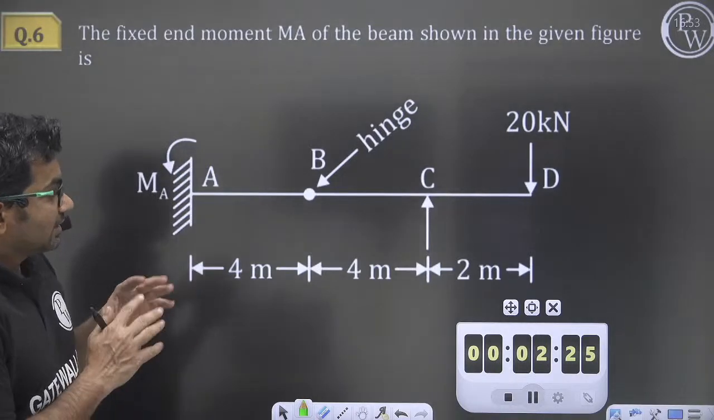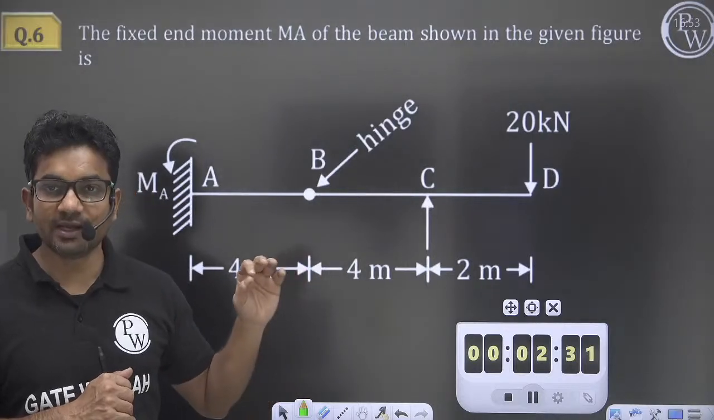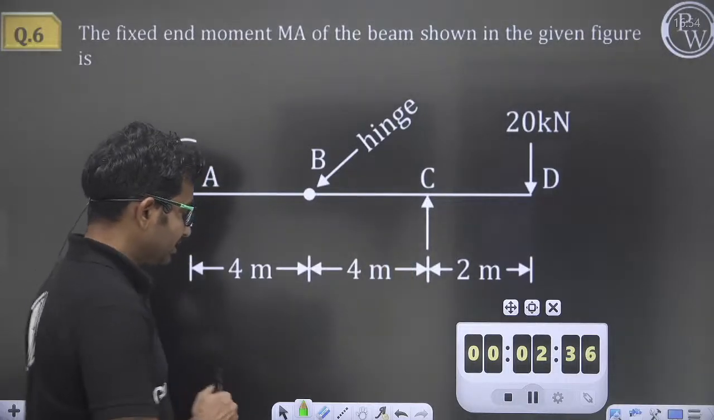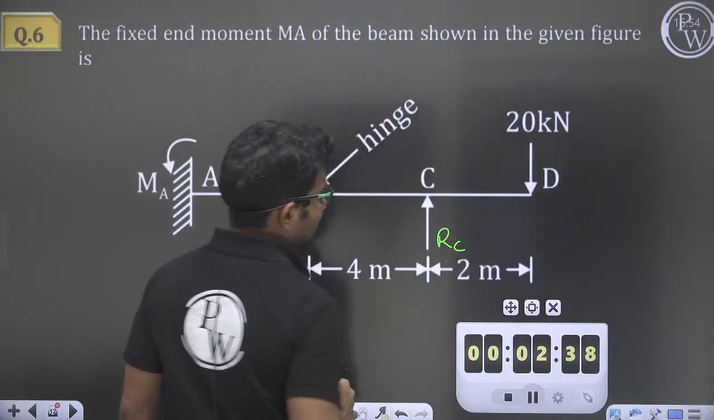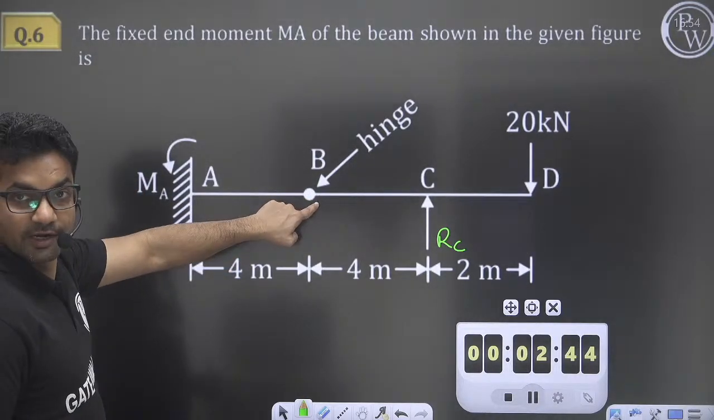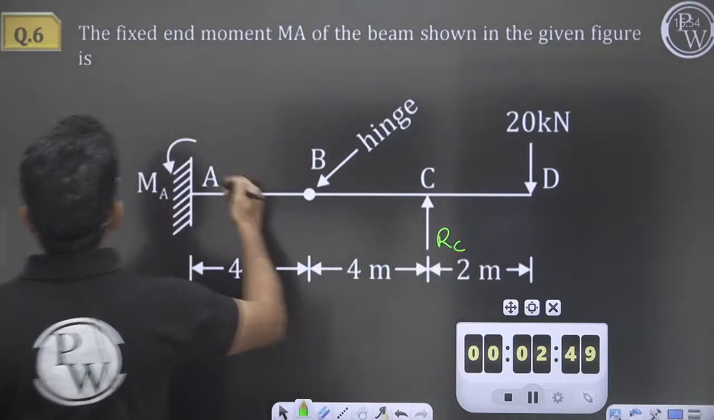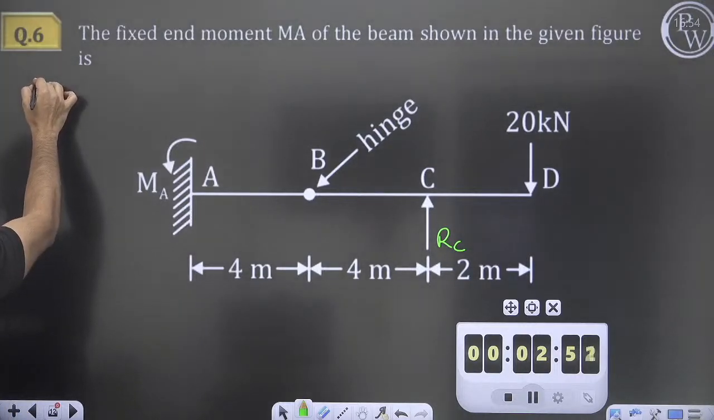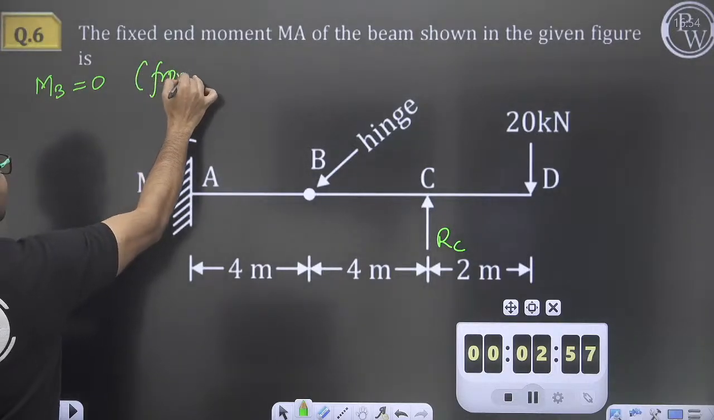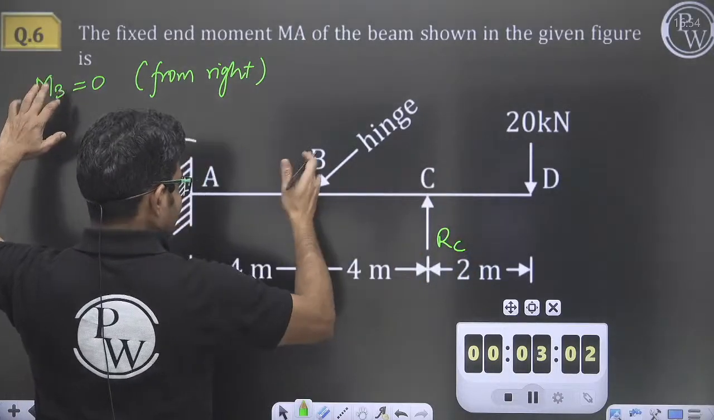Now, since this is a statically determinate structure, we can analyze it by equilibrium equations alone. So we'll apply equilibrium equations. Let us first find out the reaction at C. Let us say this is RC. If we want to find the reaction at C, at the hinge, the bending moment at this point is 0. So let us calculate the bending moment at B from the right side. So the bending moment MB is equal to 0, calculated from the right, or we can say the summation of moments at B equals 0 from the right, that is also true.